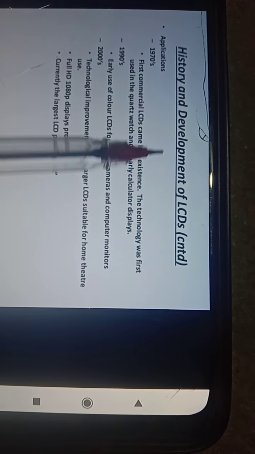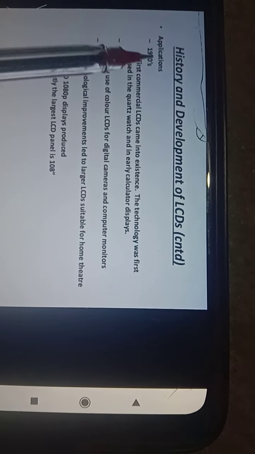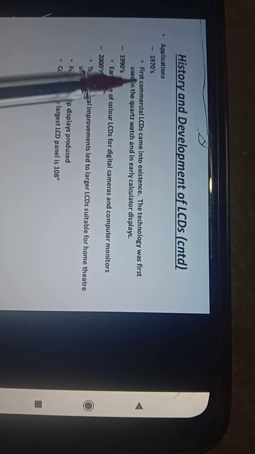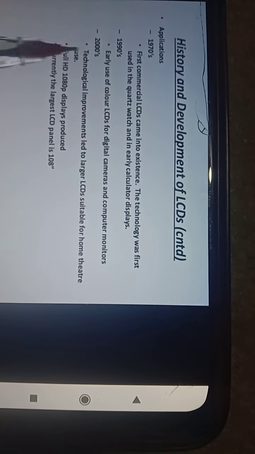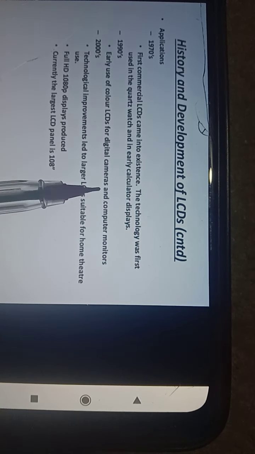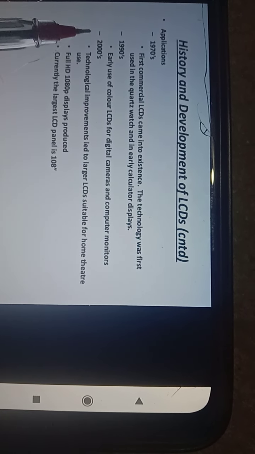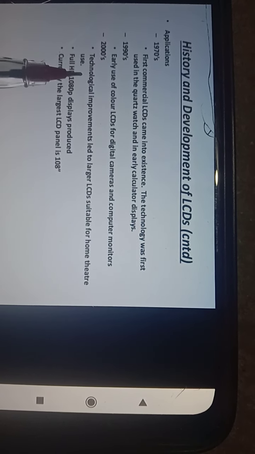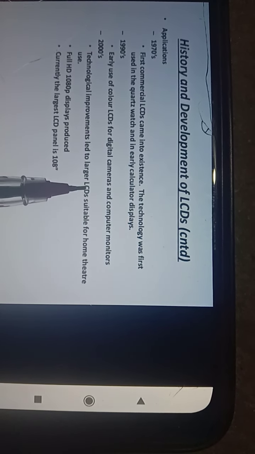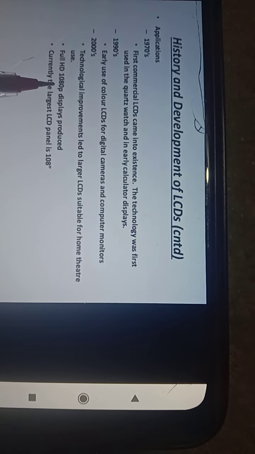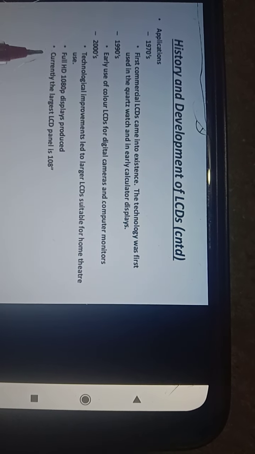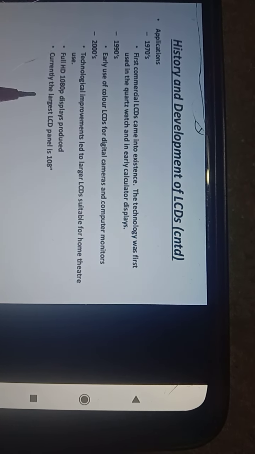And coming to the history and development of LCDs, this is also the application in the 1970s. First commercial LCDs came into existence. The technology was first used in quartz watches and early calculator displays. In the 1990s, there was early use of color LCDs for digital cameras and computer monitors. In the 2000s, technological improvements led to large LCDs suitable for home theater use. Full HD 1080 pixel displays were produced. Currently, the largest LCD panel is 180.